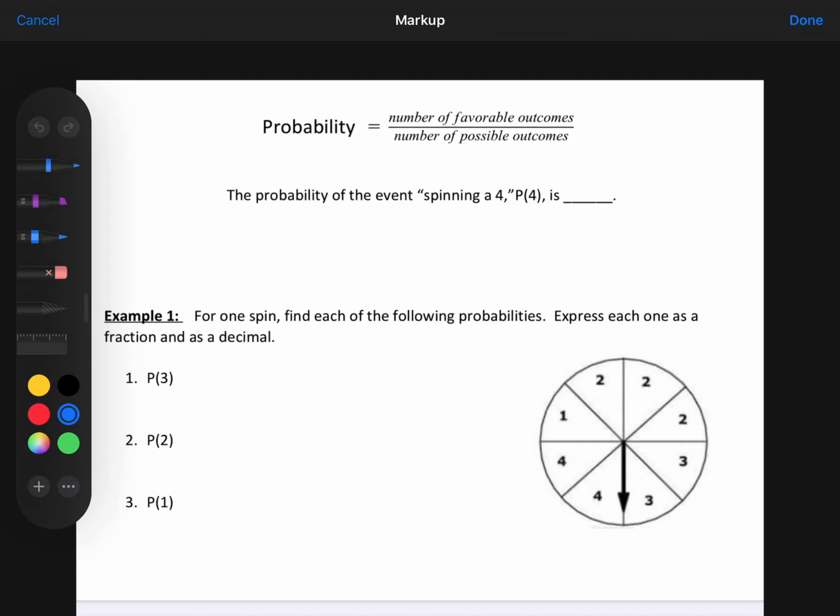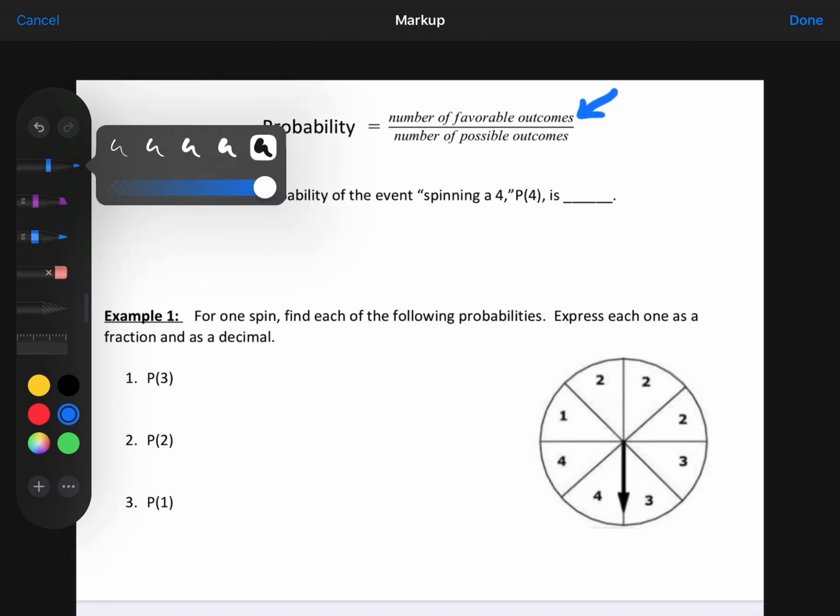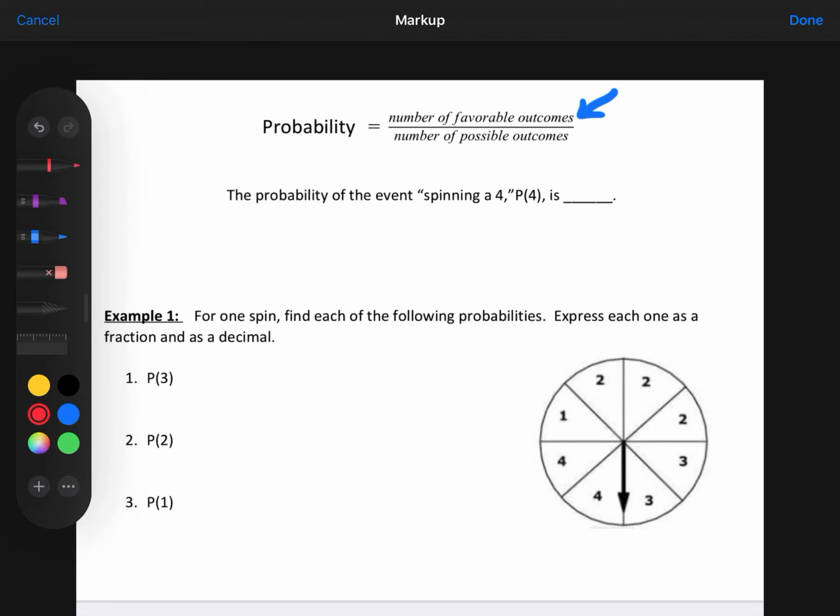Probability is determined by the number of favorable outcomes, meaning what we want to happen. I want to spin a 4. How many chances do I have to spin a 4? And that is always written as a fraction over the number of possible outcomes. How many possibilities are there?